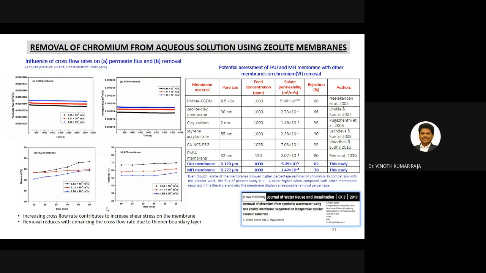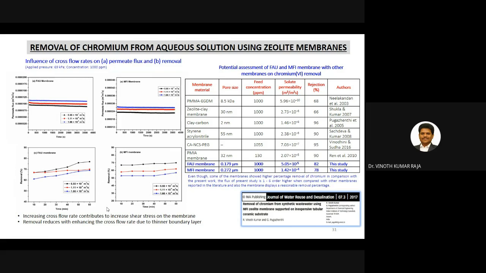So we also studied the cross flow rate, where increasing the cross flow rate increases the shear stress on the membrane, which facilitates an enhanced permeate flux with cross flow rate increment. And if you look at the removal, that is reducing with enhancing the cross flow rate, which is due to the thinner boundary layer on the membrane surface.